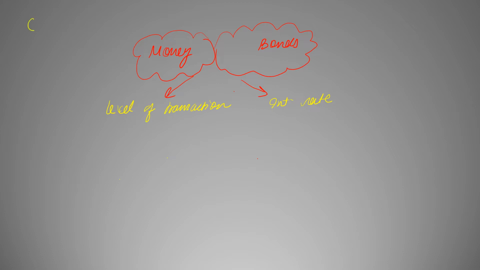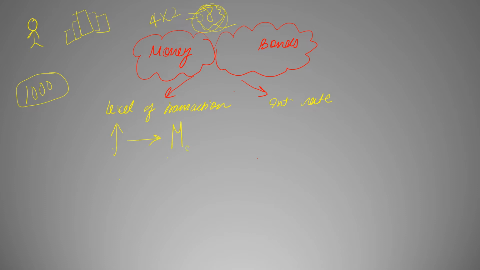For example, you are a person who is very much indulged in shopping. Now you earn, say, 1000 rupees. So you thought that you go shopping like twice a week. Twice a week makes it 4 into 2, which is 8 times a month. So definitely you have more use of currency in order to buy those things. Since your level of transaction is high, you need to keep hold of money. So your demand for money will increase, right?